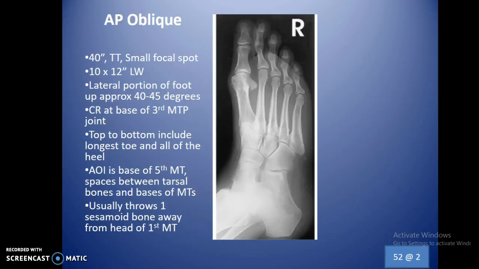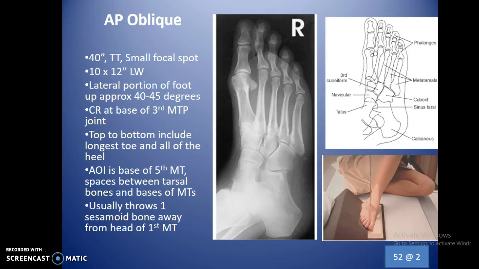The next view, the AP oblique. So this is going to be a medial oblique. What we're going to do is turn the knee towards the inside. All this is going to remain the same. Lateral portion of the foot up approximately 40 to 45 degrees.